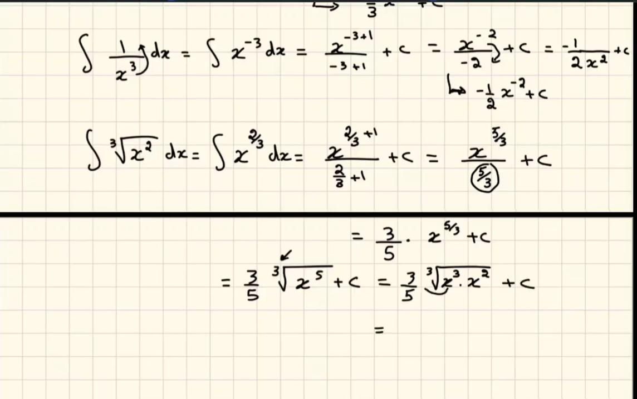Now this one goes out because it is a multiple of 3 that is out. So it becomes x 3 over 3 and cube root of x squared. So the x squared is still inside the cube root, that's why I wrote it. And our final answer will be 3 over 5 x cube root of x squared plus c.